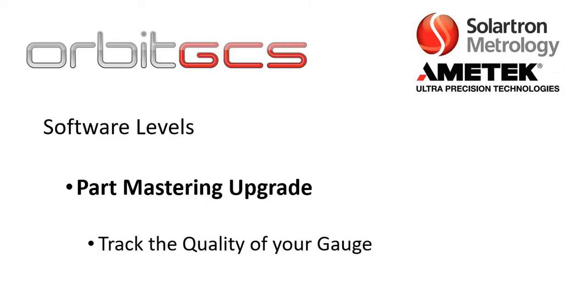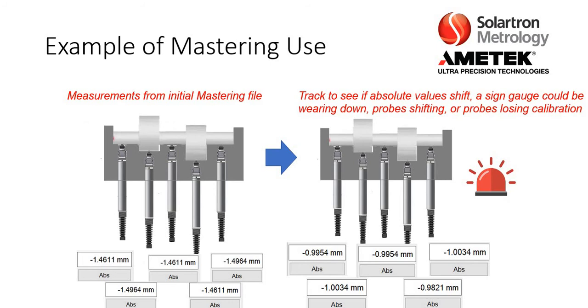Orbit GCS also has a part mastering upgrade. This you can use to track the quality of your gauge. This is an example of the use of the mastering upgrade.